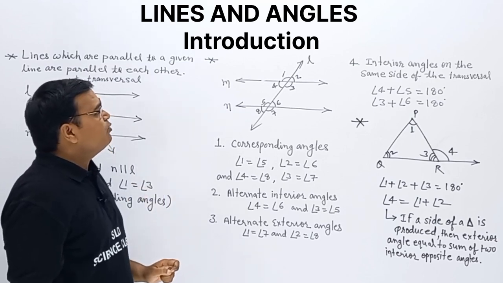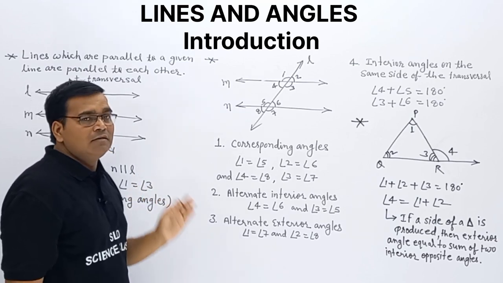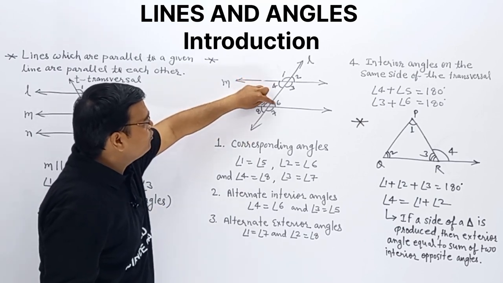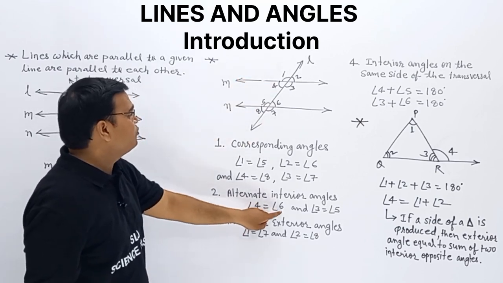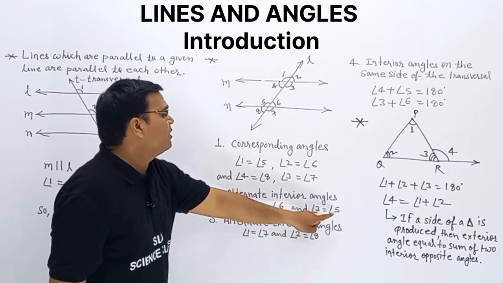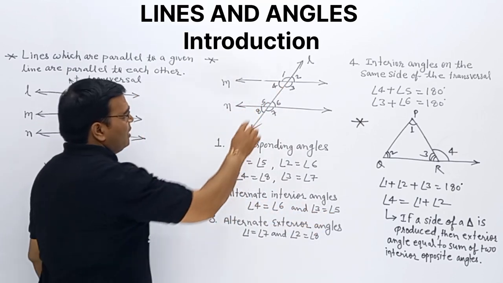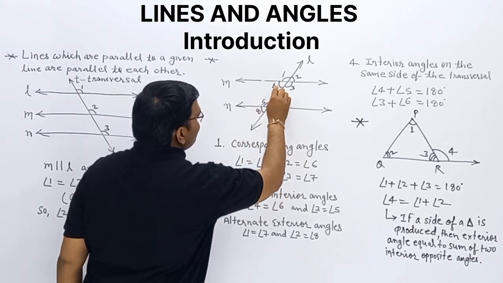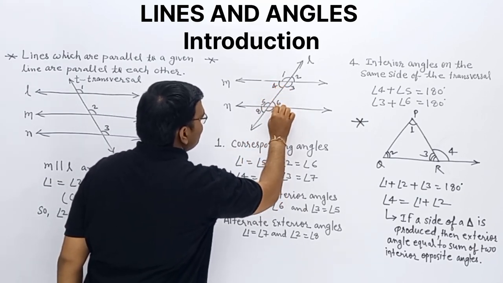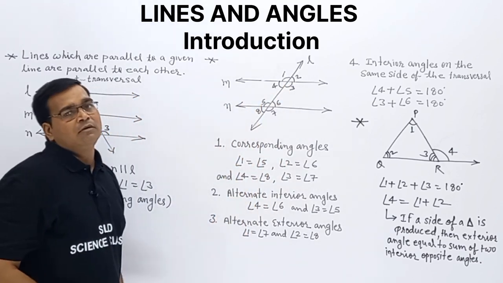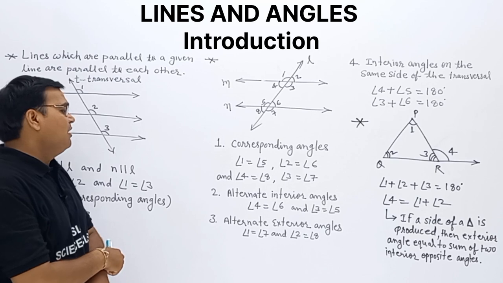But once we talk about the alternate interior angles, alternate means angle 4 will be equal to angle 6, and angle 3 will be equal to angle 5. These are interior angles, and the alternate interior angles are these: this will be equal to this one, and 3 will be equal to angle 5. These are alternate interior angles.